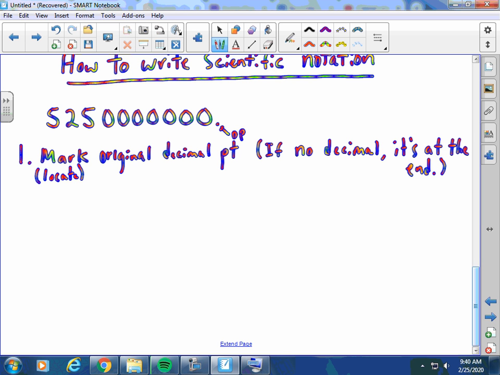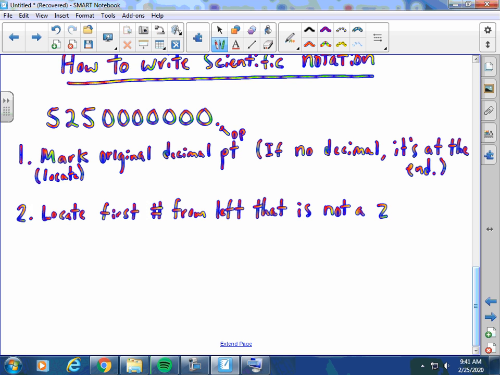Step two is locate the first number from the left that is not a 0 and make a new decimal point after it.